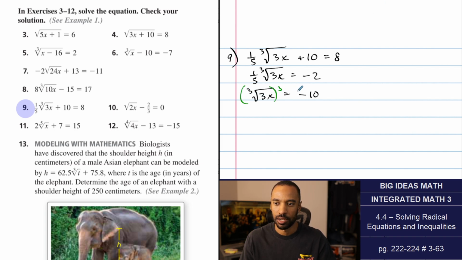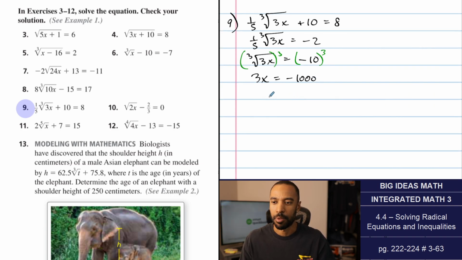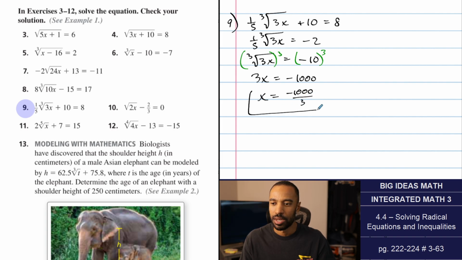I'm going to write the cubed again. Let's cube both sides. We are cubing negative 10. Don't forget that negative. And cubing a negative means it stays negative. We get 3x equals negative 1,000. Divide by 3, you get x equals negative 1,000 over 3. Don't you dare round that one. Negative 1,000 over 3. Now let's double check that.